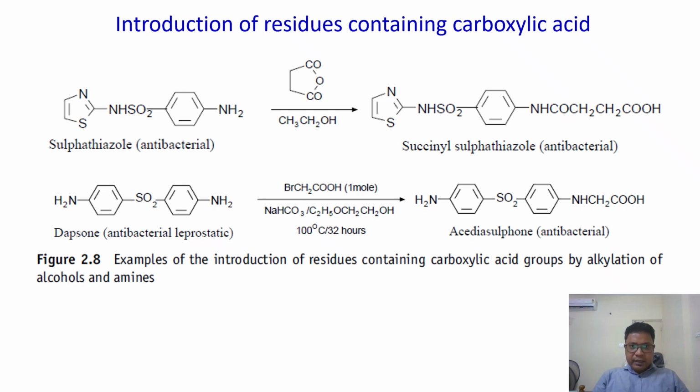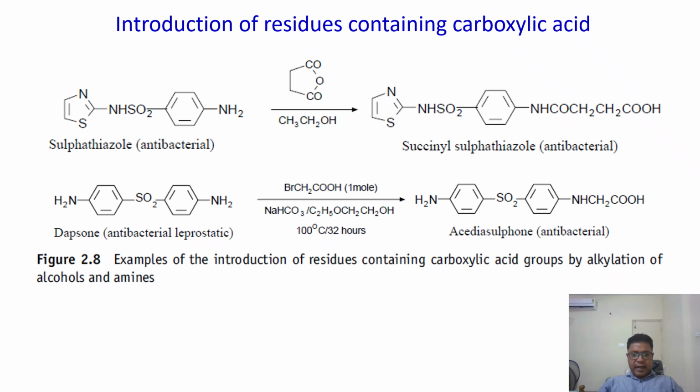As I told, introduction of a residue containing carboxylic group is one of the easiest ways to improve the water solubility. So we have a drug molecule called sulfathiazole. It is used as an antibacterial drug molecule. This drug molecule is not very much water soluble. So we can easily make it more water soluble by incorporating a carboxylic acid group. So how can we do that?